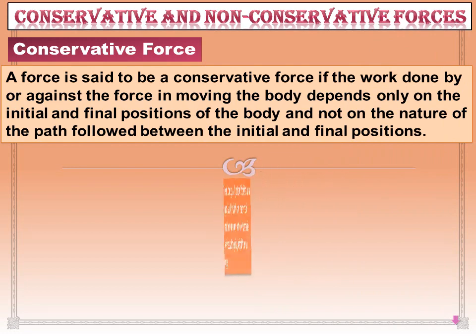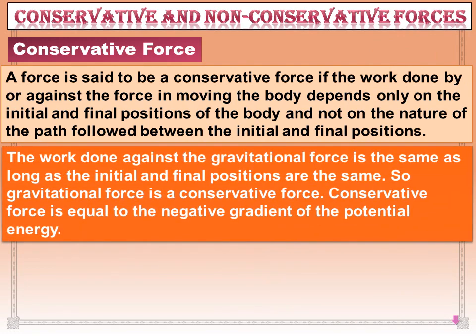Let us consider an object at point A on the earth. It can be taken to another point B at a height h above the surface of the earth by 3 paths. Now the work done against the gravitational force is the same as the initial and final positions are the same. So the gravitational force is a conservative force.